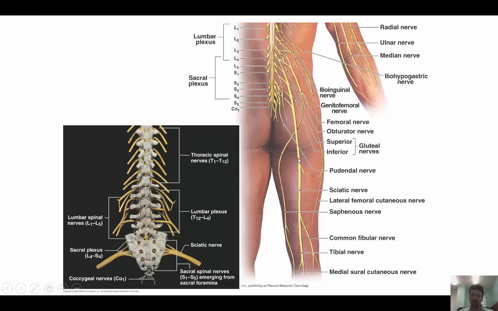Here's another example showing the complexity of the nerves leaving the spinal cord in the lower region of the back as they go down to innervate the gluteal region and the muscles of the leg. You can see a picture here on the left of nerves as they leave the spinal cord, and you can see how they traverse throughout the body.